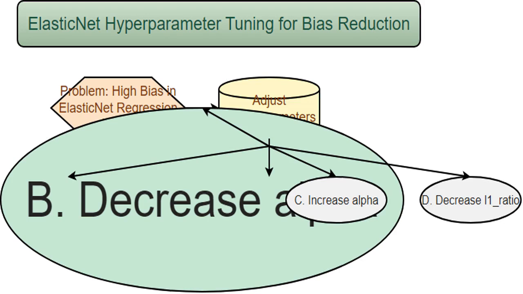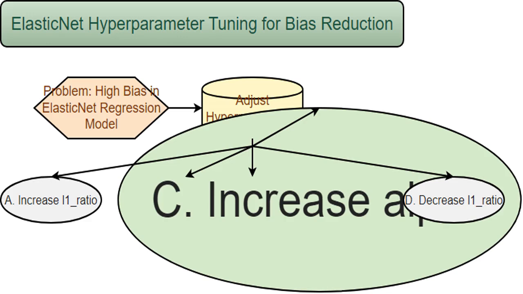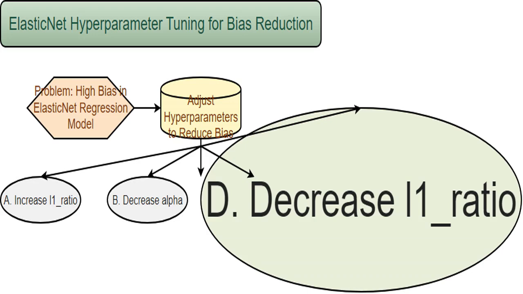Decreasing alpha weakens regularization. Regularization simplifies models and can cause high bias, so reducing alpha will allow for a more complex model, thus reducing bias. Increasing alpha strengthens regularization, which makes the model simpler and increases bias. That's the opposite of what we want. This is another excellent adjustment. Lowering L1 ratio makes the model more like ridge regression. Ridge generally has less bias than lasso, so this helps reduce our bias problem.